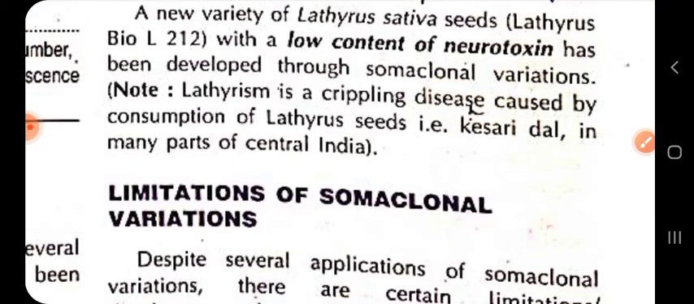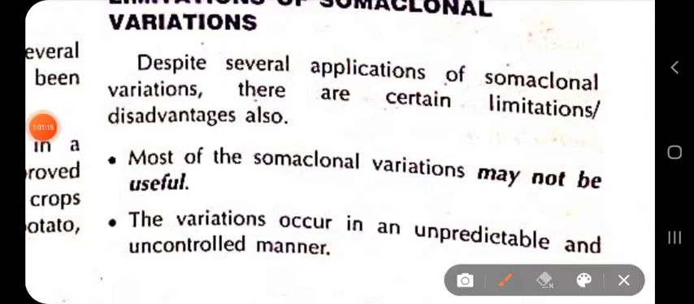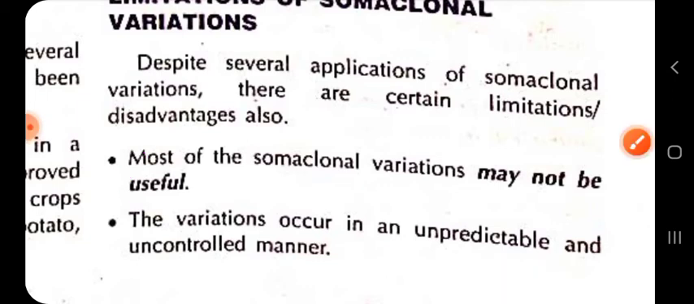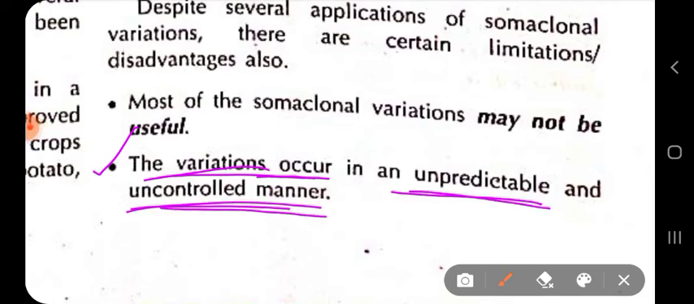But all things have some limitations, so somaclonal variation also has some limitations. First, most of the somaclonal variation may not be useful. The somaclonal variants that we get may not be useful without in vitro selection, or they arise purely by chance. Variation occurs in an unpredictable and uncontrolled manner. So the variation that we get, suppose a disease resistant plant, may be unpredictable or uncontrolled.